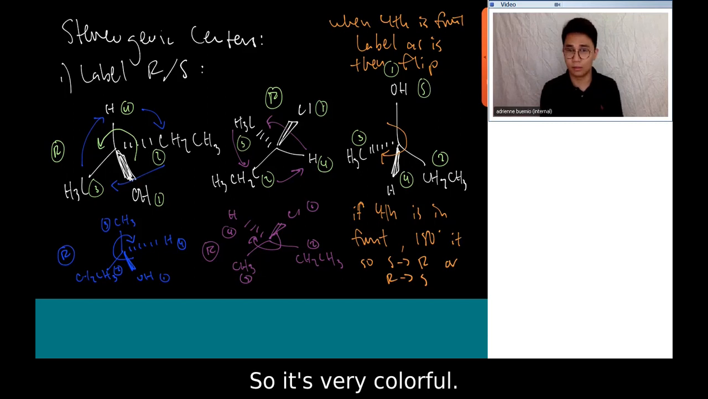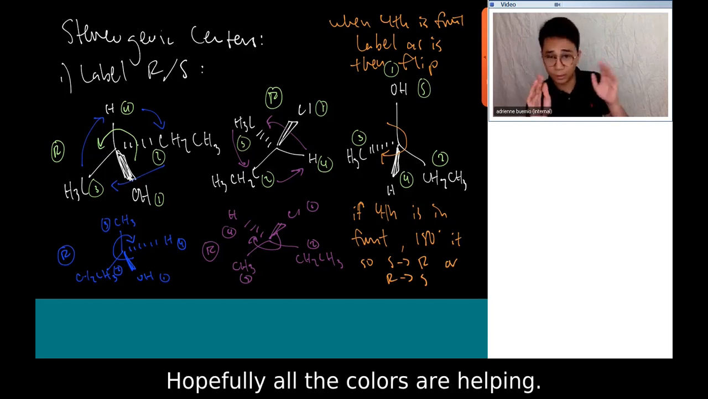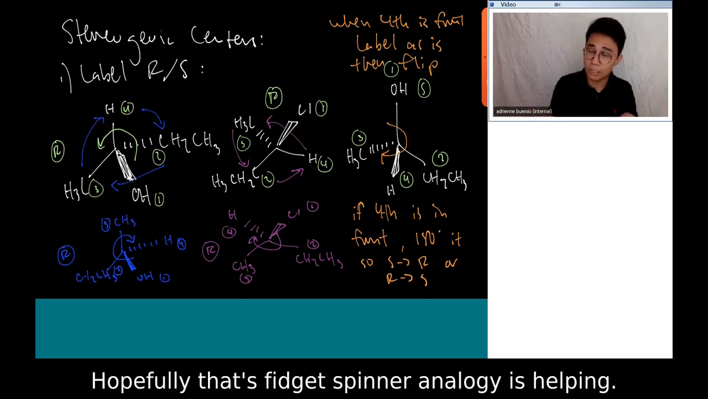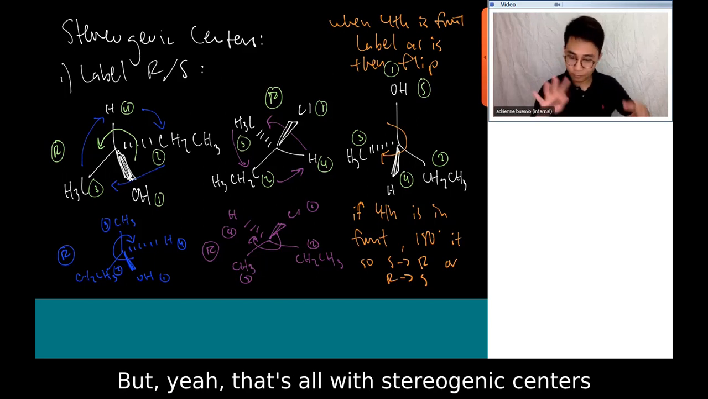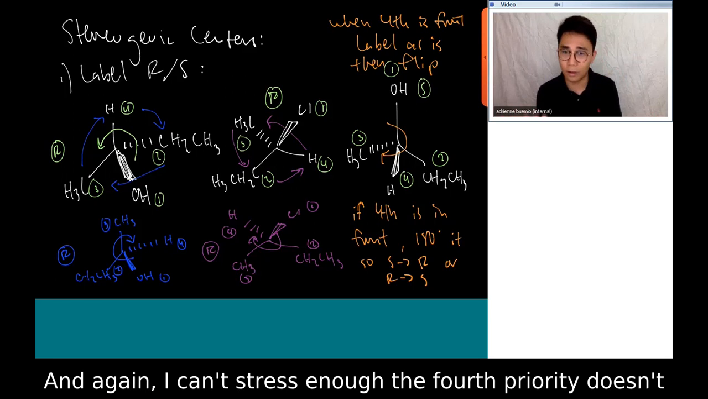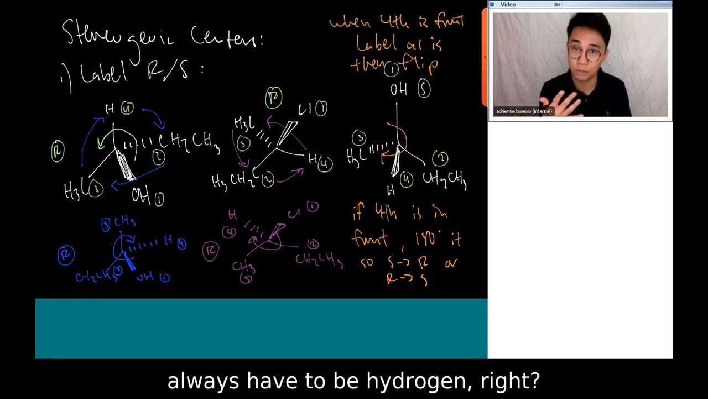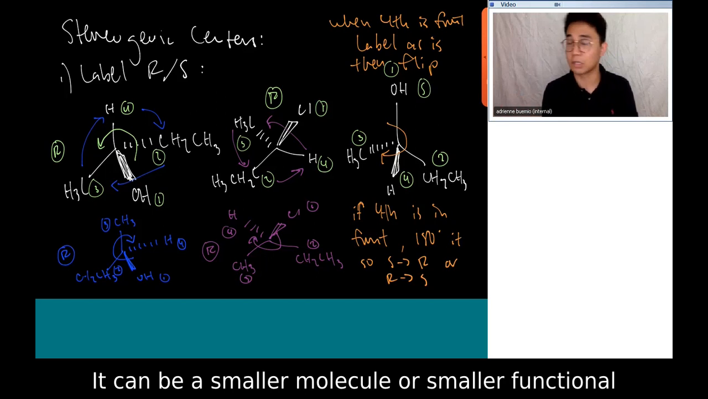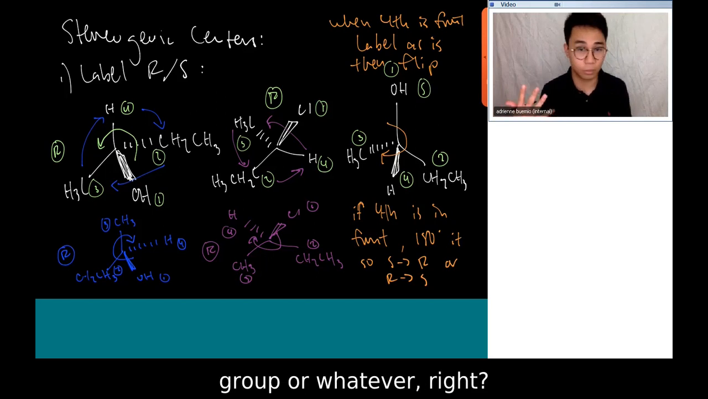Okay. So it's very colorful. Hopefully all the colors are helping. Hopefully that fidget spinner analogy is helping. But yeah, that's all with stereogenic centers with the R and S. You can do that for everything. And again, I can't stress enough, the fourth priority doesn't always have to be hydrogens, right? It can be a smaller molecule or a smaller functional group or whatever, right?